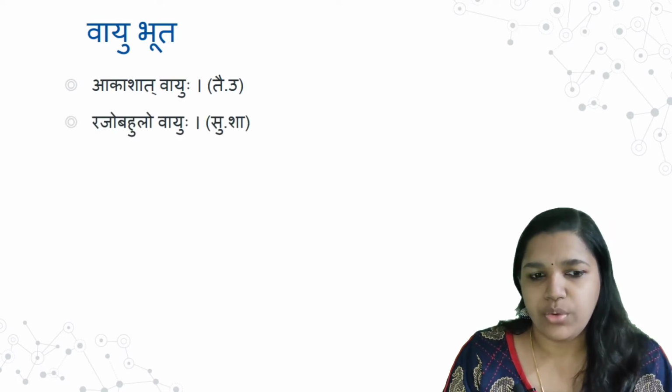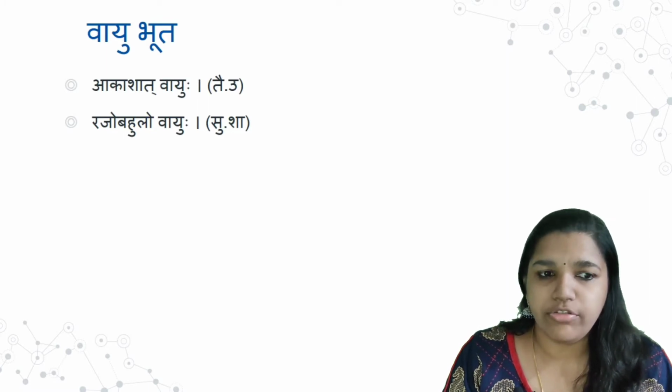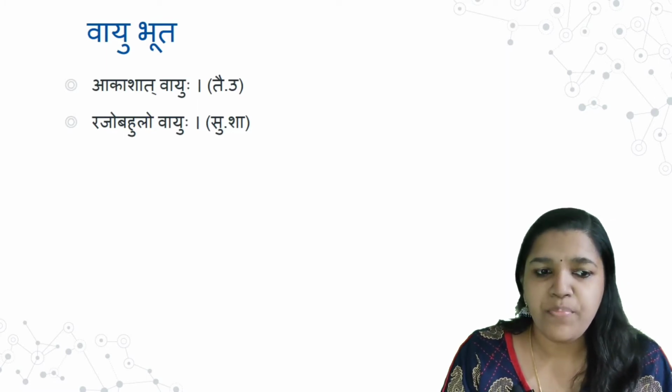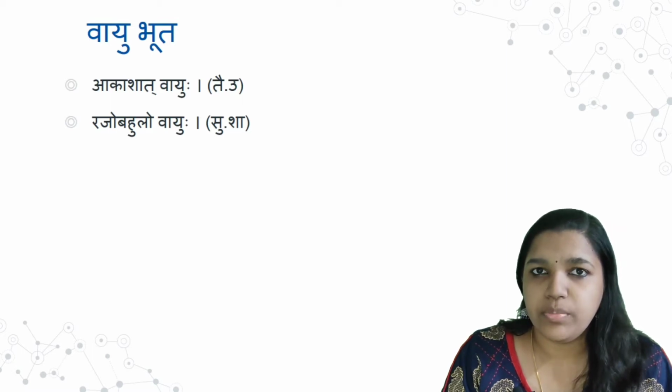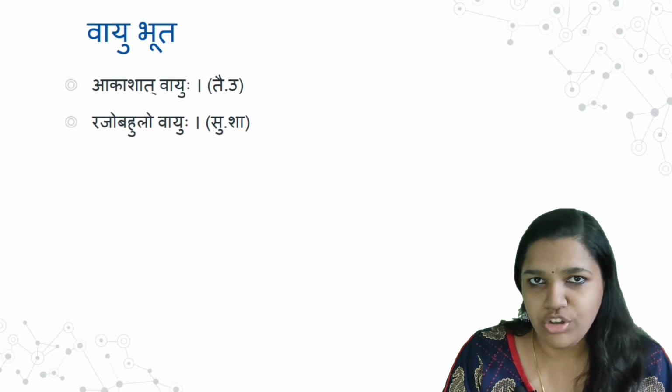Rajo Bahulo Vayuhu. As per Sushruta Samhita, the most predominant guna of Vayu Bhuta is Rajo Guna, that is Rajo Bahula. The most predominant guna is Rajo Guna, so Rajo Bahulo Vayuhu.